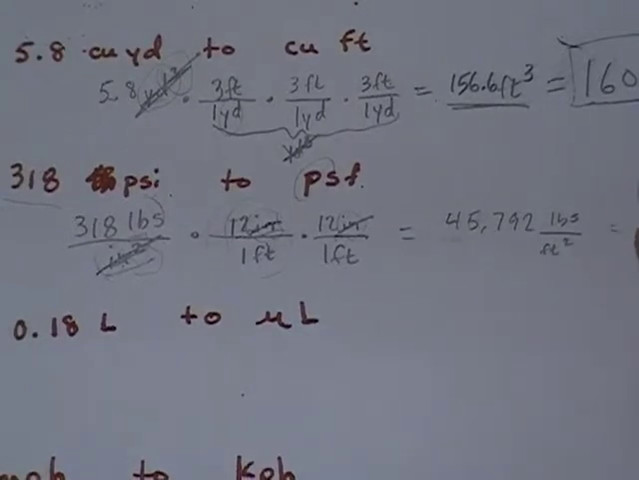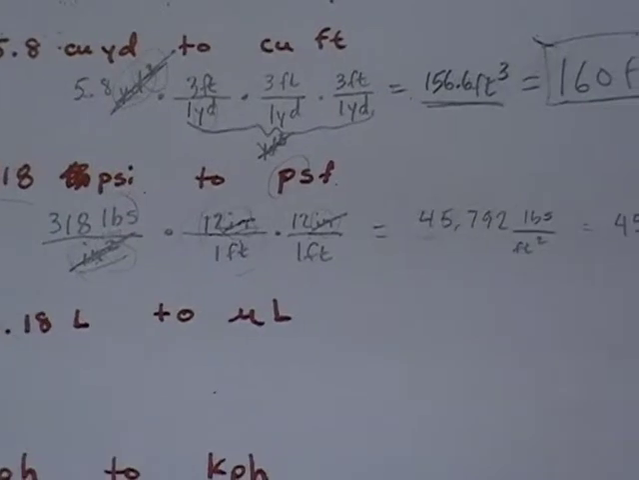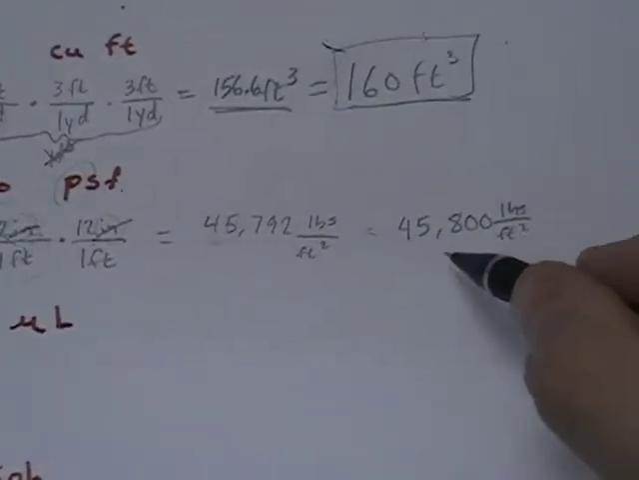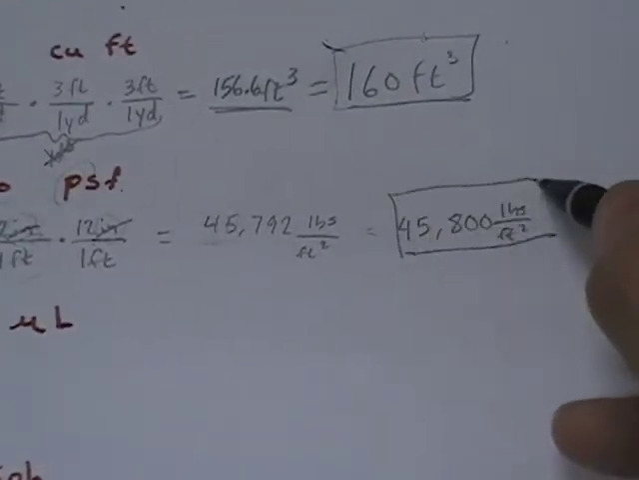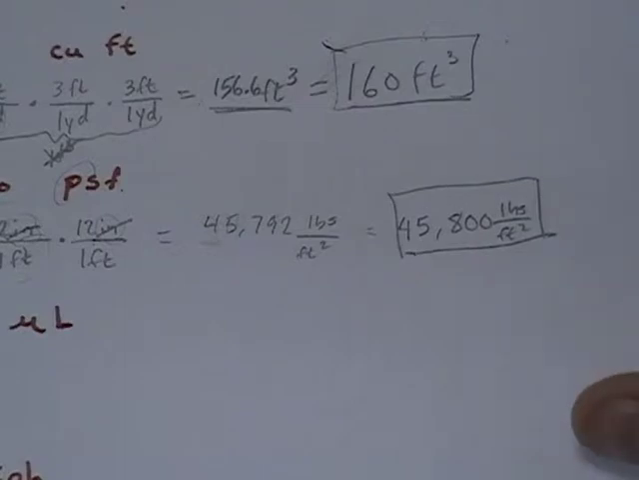Well, that's approximately 45,800 pounds per foot squared. It's 45,800 pounds per foot squared. Okay?